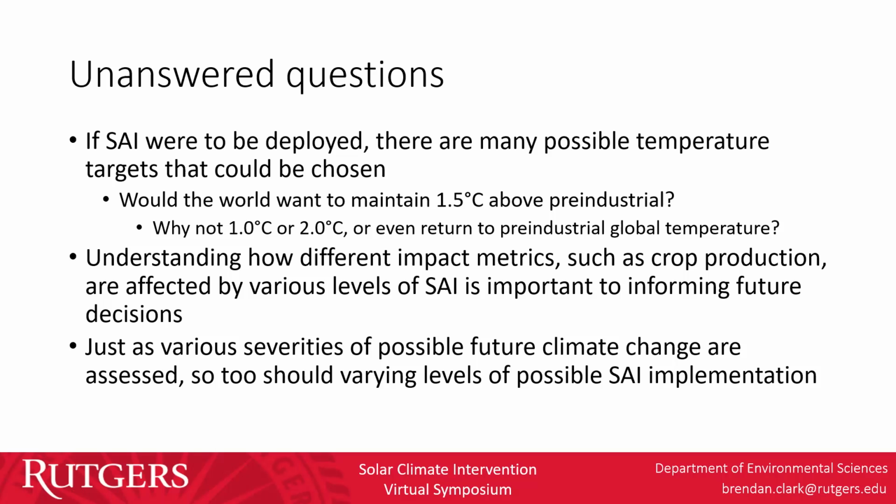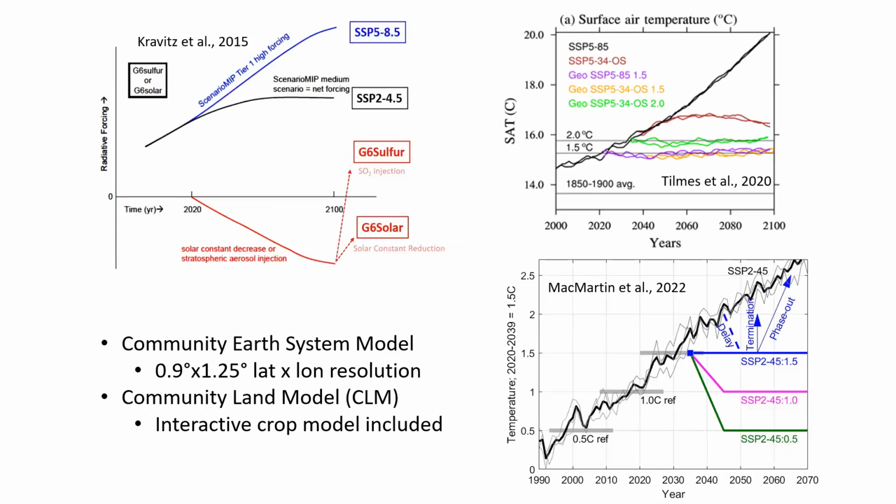And so understanding how different impact metrics like crop production are affected by various levels of SAI is important to informing future decision-making. And so just like how the IPCC assesses varying severities of future climate change with the SSP and the RCP scenarios, so too should varying levels of possible future SAI implementation. So the Community Earth System Model has run a bunch of SAI scenarios, and it's coupled to the Community Land Model, which has an interactive crop model included, so we can look at direct output from these scenarios and how crops are impacted.